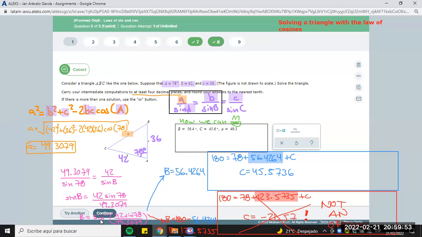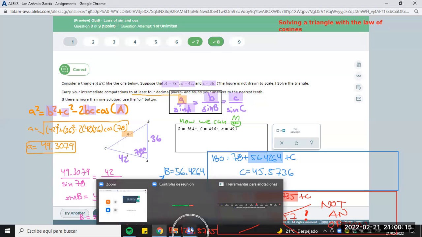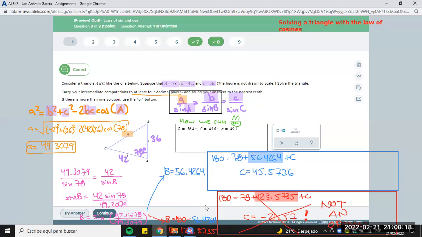Remember, each time you use inverse sine, you will get 2 answers. The one from the calculator and another one subtracting that of the calculator from 180. So one possible angle B is 56 point something, and the other one is 123 point something. All right, so I'm calling this the blue case and the red case. Now focus on the blue case first. We already have A, we have angle B, and we want to know now angle C.